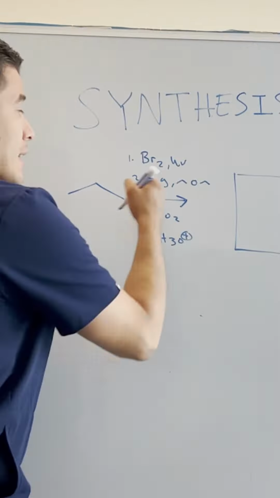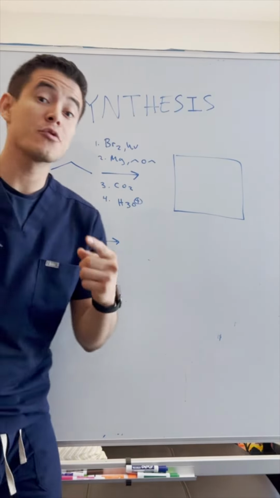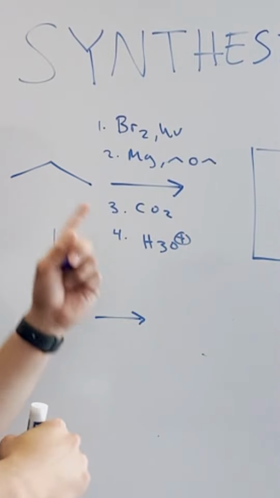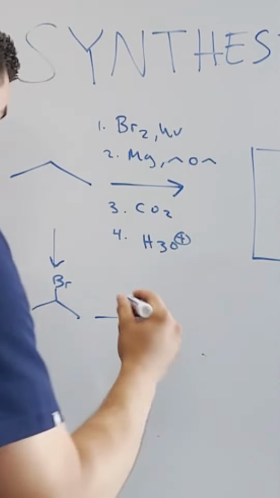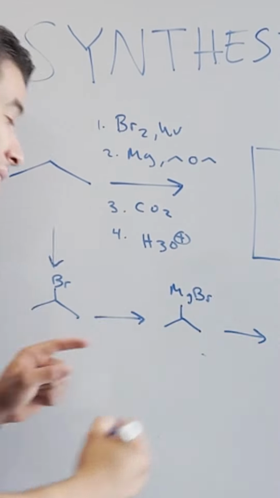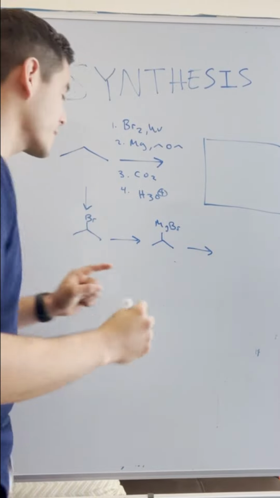Let's get started. Br2 and hv is halogenation. It prefers the more substituted carbon. Mg and diethyl ether, that's gonna make a Grignard. This carbon is now ready to go attack the CO2.